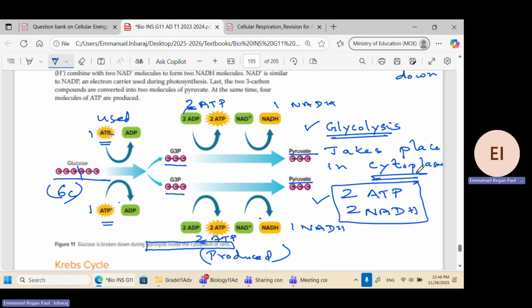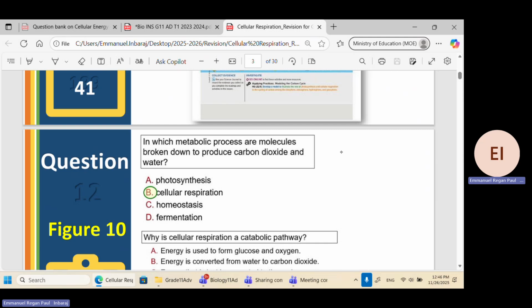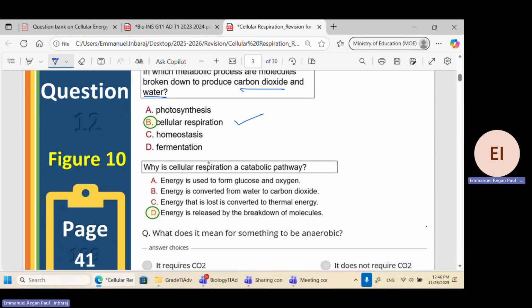Okay. Now let's go back and look at some of the questions. Here we go. Now we finished these 2 pages. In which metabolic process are molecules broken down to produce carbon dioxide and water? Of course, carbon dioxide and water are produced by cellular respiration. Okay, let's go to the next one. Why is cellular respiration a catabolic process? We studied that in lesson 1. Catabolic means the larger molecules are broken down to smaller molecules.